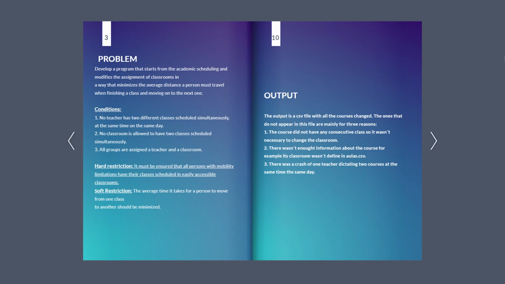First, the most important, that is the hard one, that it must be ensured that all persons with mobility limitations have their classes scheduled in an easily accessible classroom. And the soft one is the average time it takes for a person to move from one class to another. Okay, so the output that our code does is a CSV file with all the courses changed.